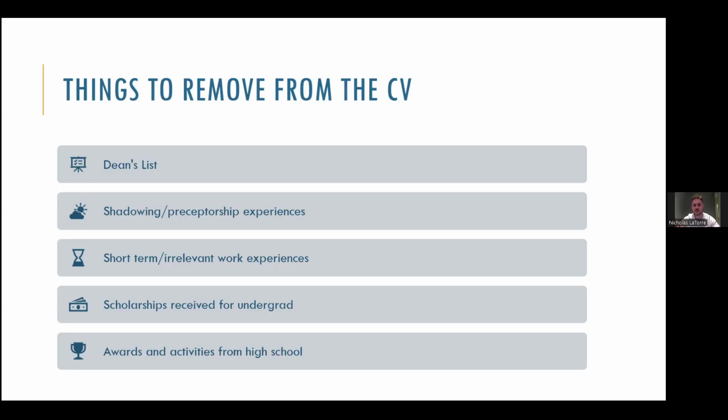Shadowing preceptor experiences are not as much relevant when it comes to the time you're applying for residency. These experiences are definitely overshadowed by your clinical rotations. You're having these rotations that are much stronger experiences than shadowing, where you're hands-on. So those reduce and then get left off for these purposes of applying for residency. Short-term irrelevant work experiences and scholarships received during undergrad. Again, just not as significant examples there.